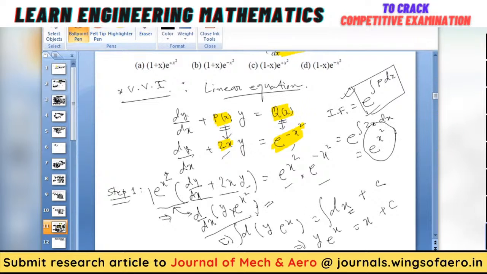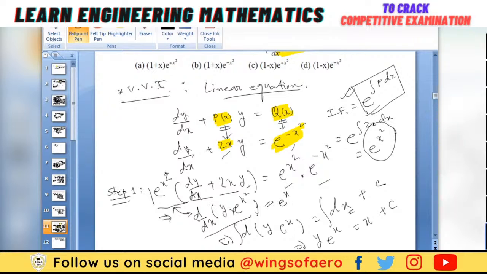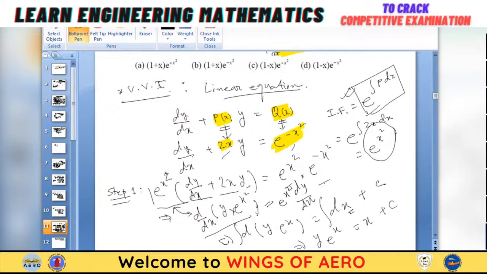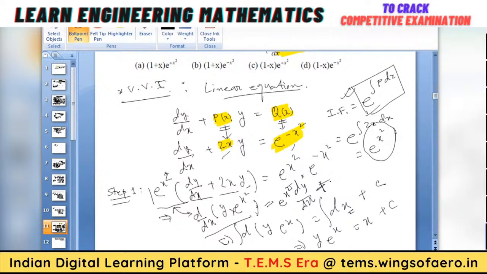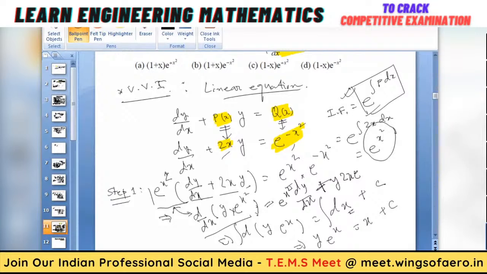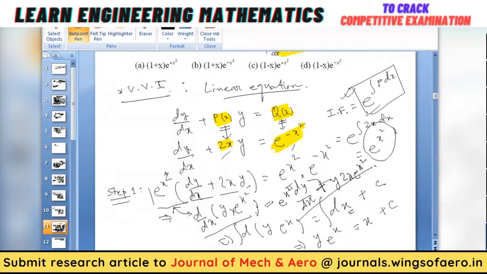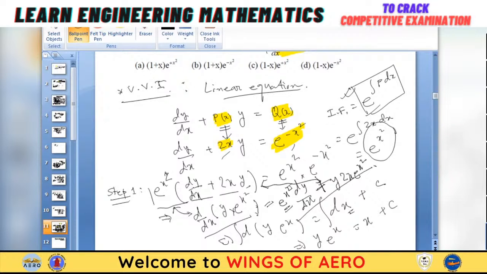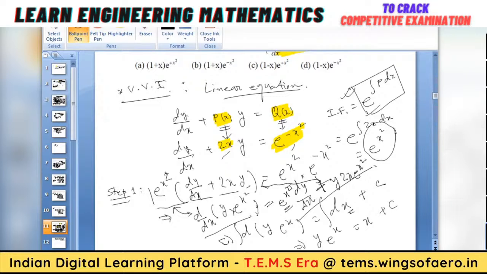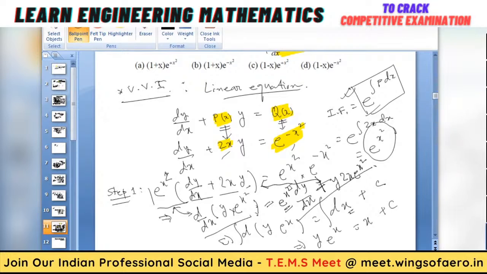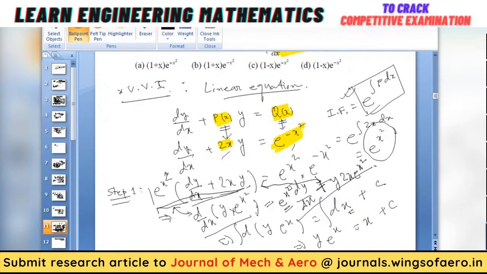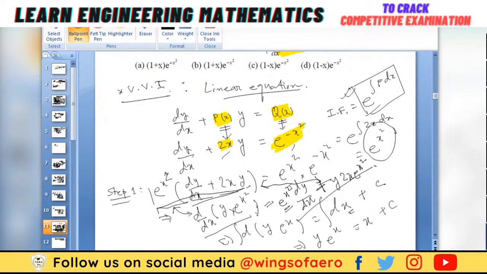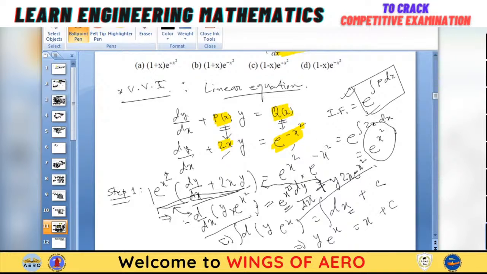I just erased it. Look at this. It is e to the power x square dy dx plus y 2x e to the power x square. It is the differentiation. Now match with this term and this term. If I take e to the power x square common, then the inside term becomes dy by dx plus 2xy, into e to the power x square. This is the same term, e to the power x square is taken out. Isn't it equal or not? It is equal. So that is why we can easily write it as d/dx of y into e to the power x square.